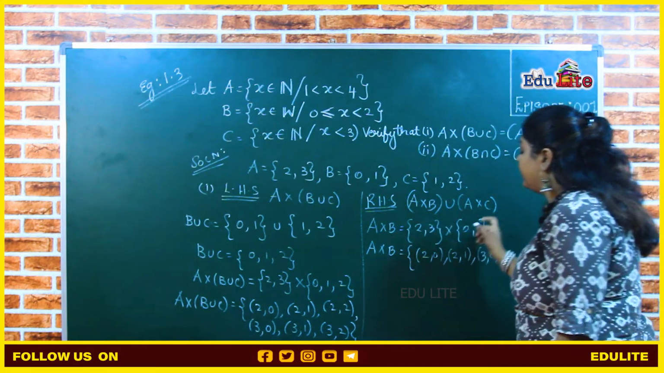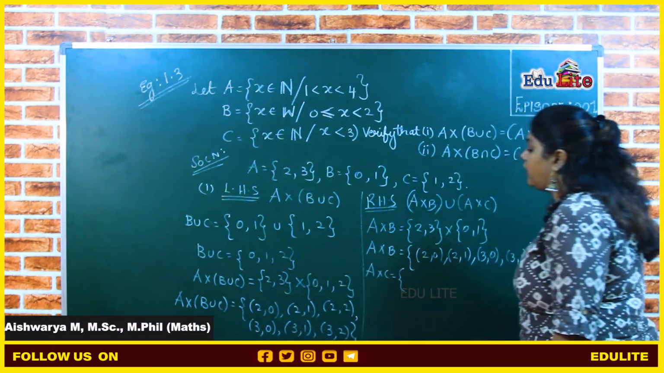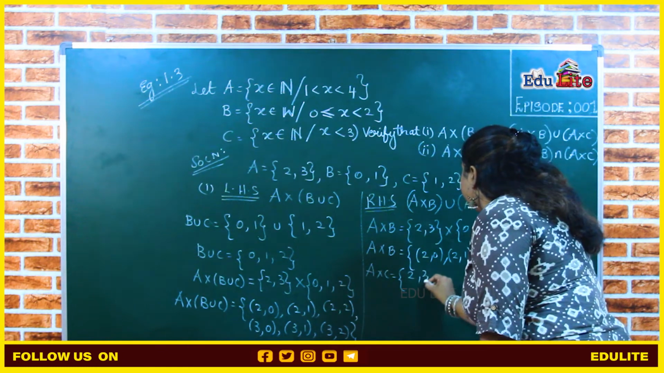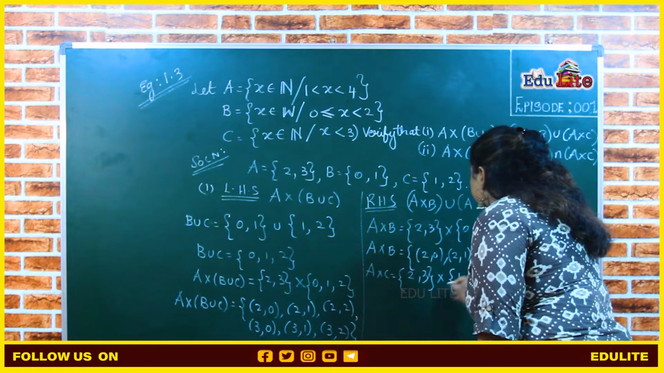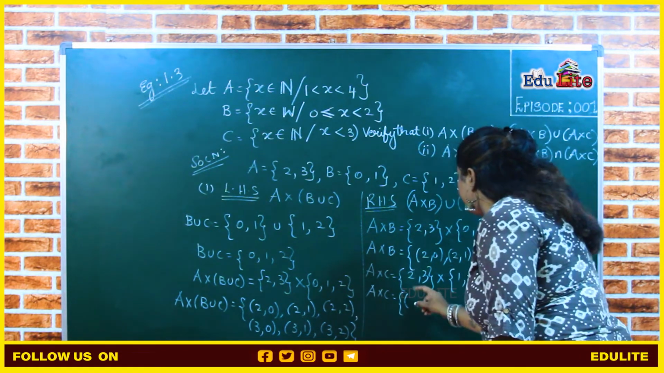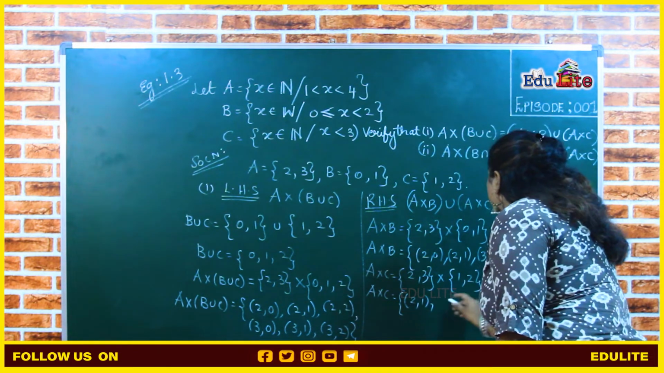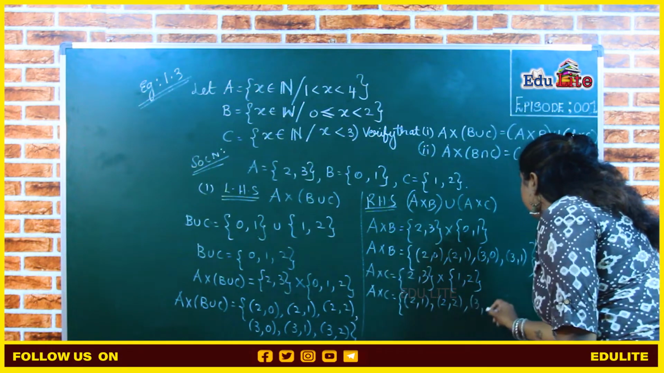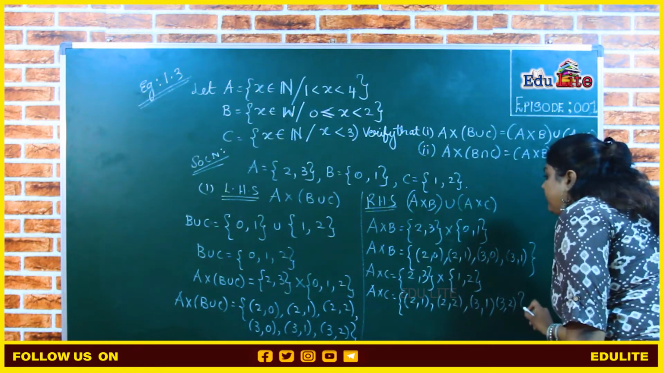Next we will do A cross C. If it is A cross C, we have to do the cross product for the sets A and C. Set A is {2, 3} cross set C is {1, 2}. So A cross C equals the set of all ordered pairs, which can be written as (2, 1), (2, 2), (3, 1), (3, 2). So what is the next step we have to do?